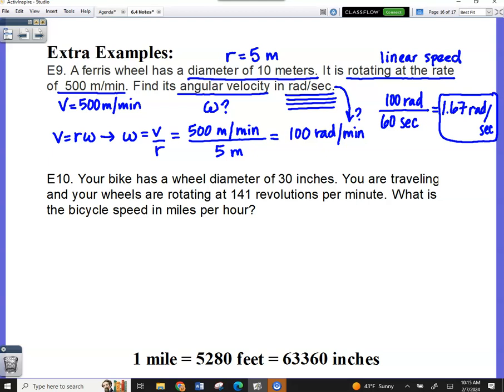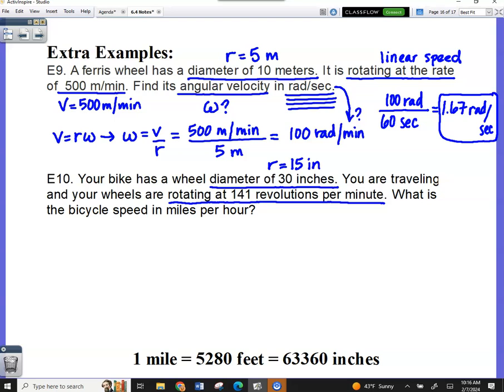I'm going to go back and read it again, and I'm going to take notes. Your bike has a wheel diameter of 30 inches. I need the radius, so it would be 15 inches. You're traveling and your wheels are rotating at 141 revolutions per minute. They never said the word rate, but they said per. They said it's doing this per minute. That's a rate, okay? Go back to miles per hour. That's a rate.